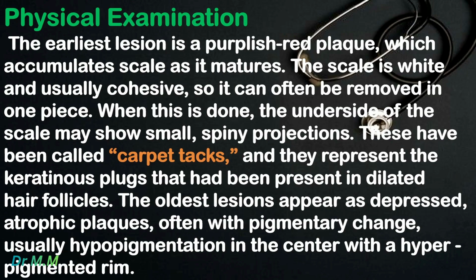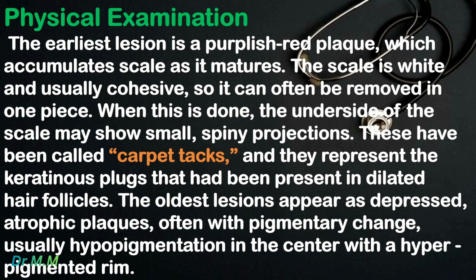Physical examination: the earliest lesion is a purplish red plaque which accumulates scale as it matures. The scale is white and usually cohesive, so it can often be removed in one piece. When this is done, the underside of the scale may show small spiny projections. These have been called carpet tacks, and they represent the keratinous plugs that had been present in dilated hair follicles.